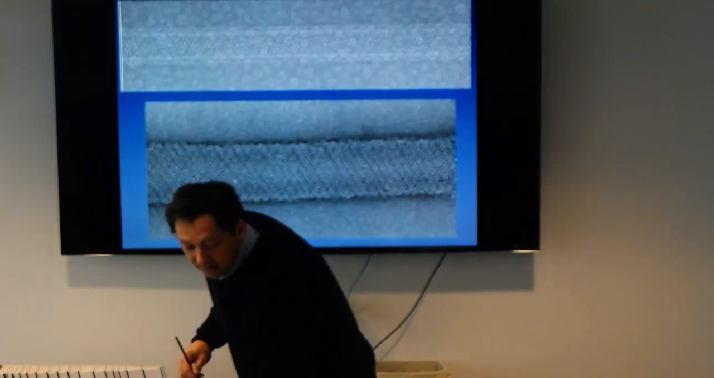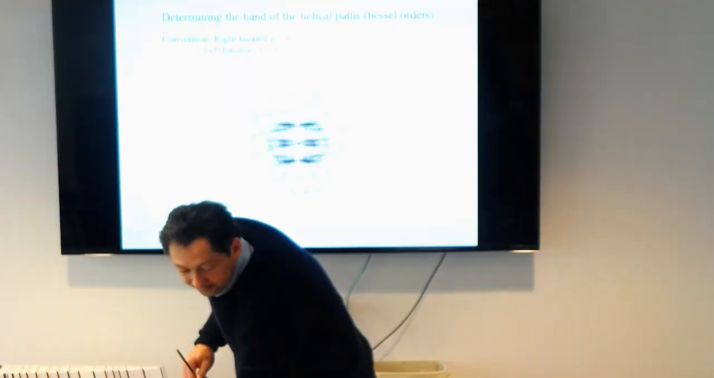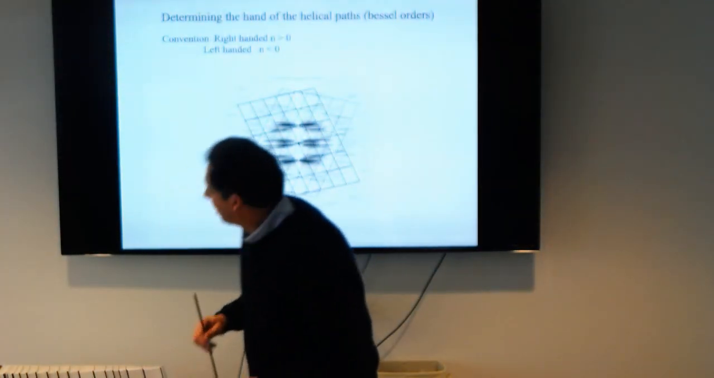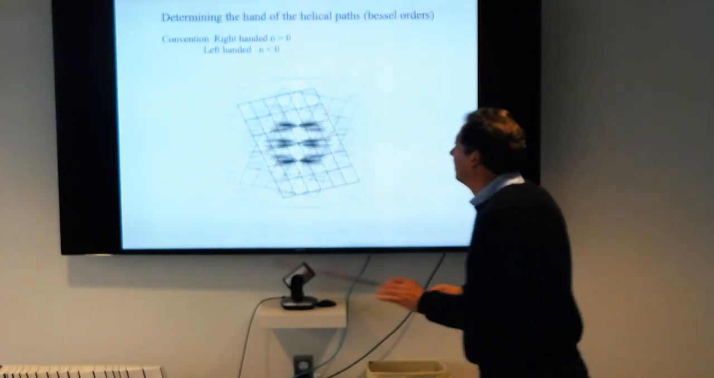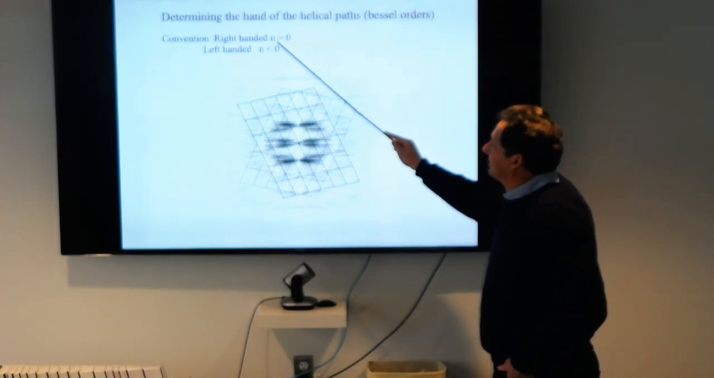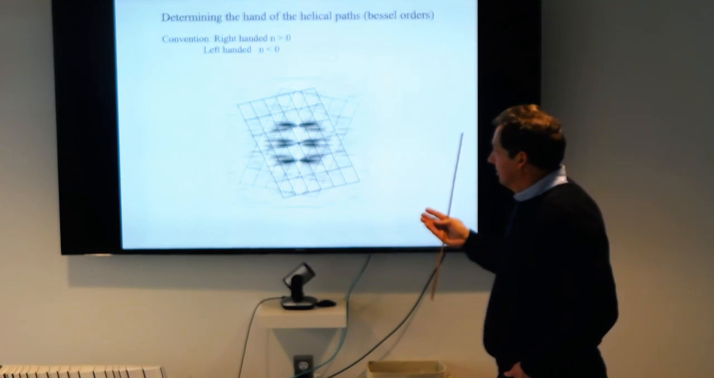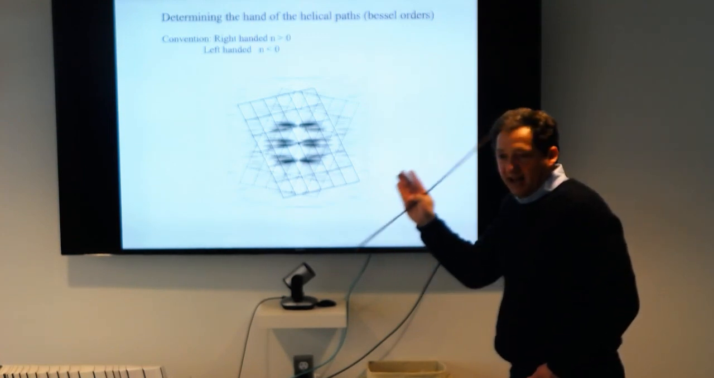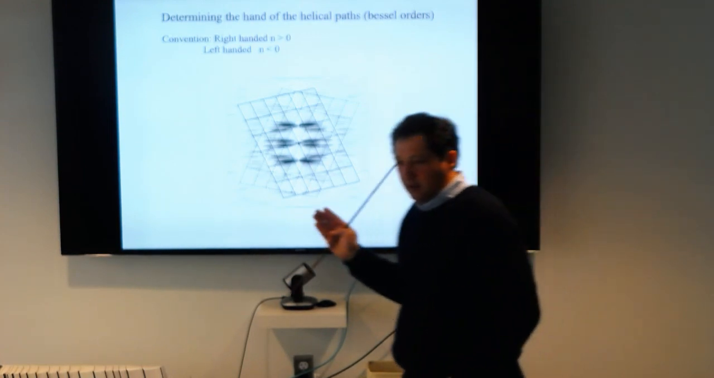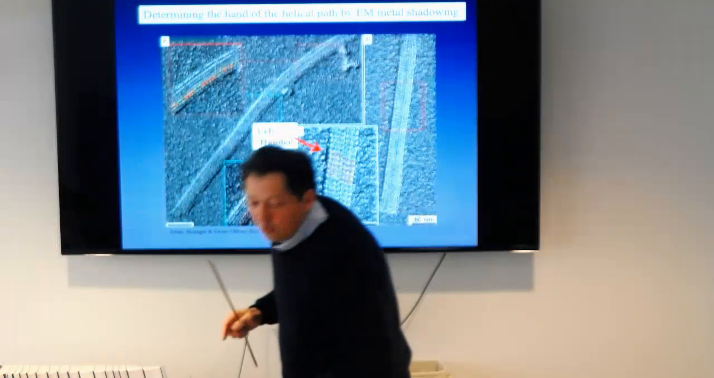I'm going to skip this. The convention is that n is positive for a right-handed helix and negative for a left-handed one. So you cannot determine the hand just from a single micrograph. There are ways to do it.